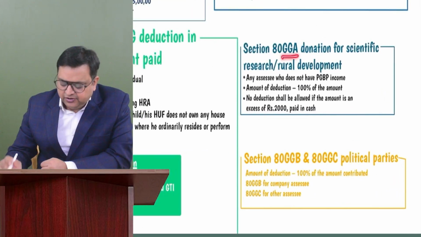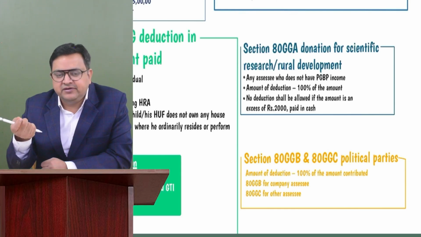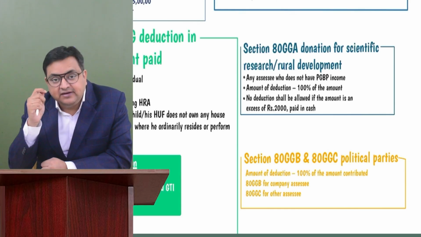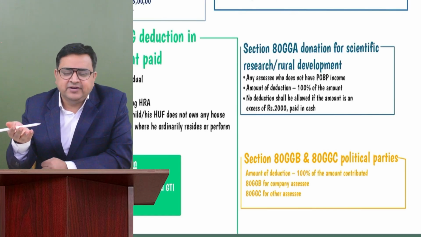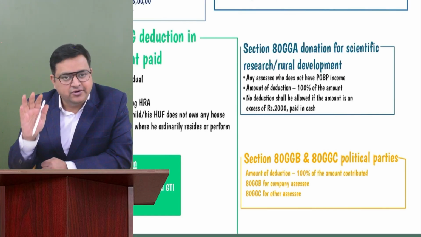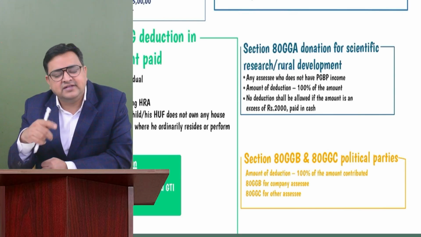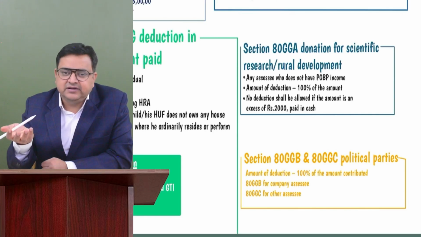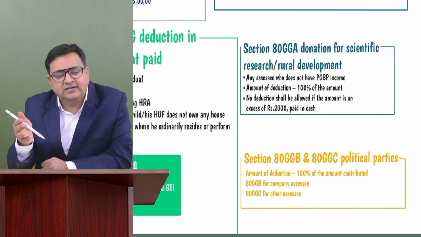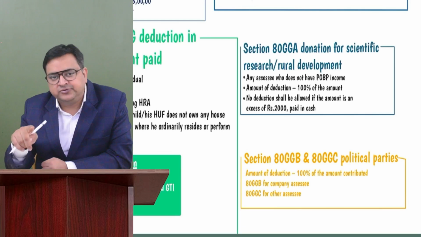80GGA, not so important, but say the assessee is following the optional regime and is a PGBP assessee, getting income from PGBP, and has donated for scientific research. Then, for outside scientific research, section 35 deduction is available in case the assessee has PGBP income. But if the assessee does not have PGBP income, then section 35 is not available. In that case, they can claim deduction under 80GGA, 100% of the amount donated, under optional regime only.